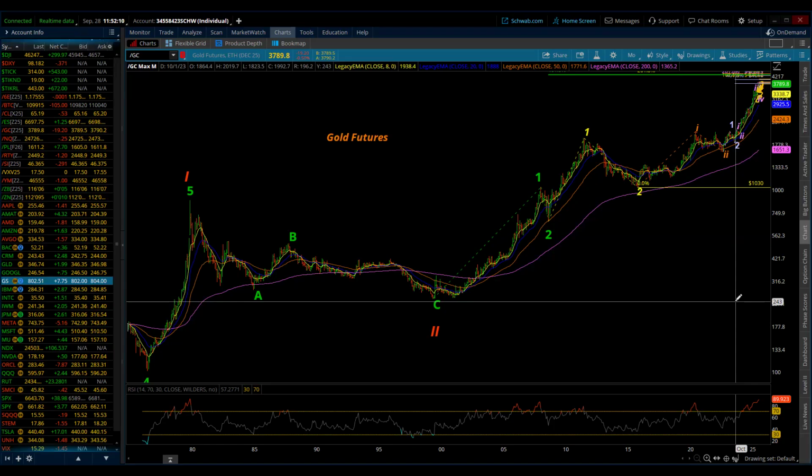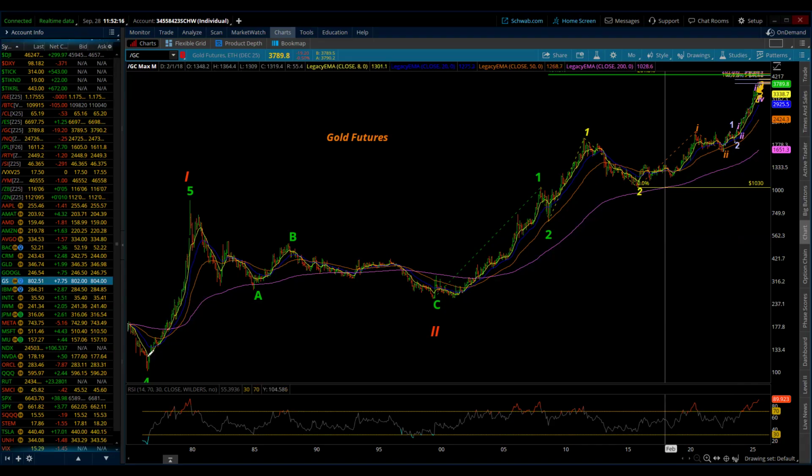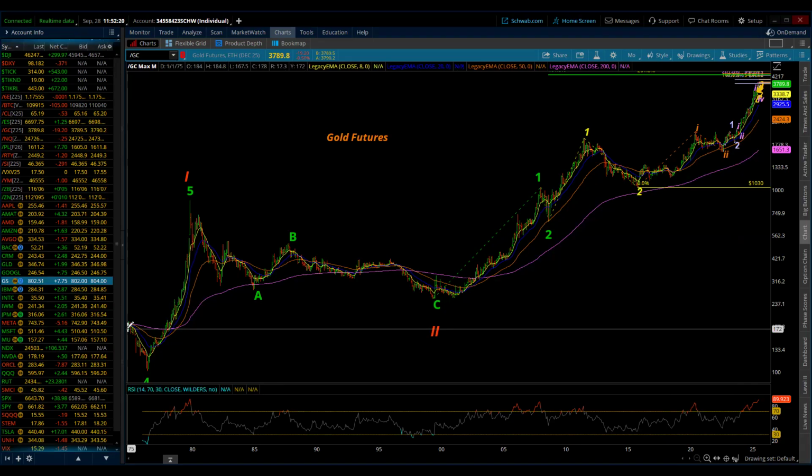I'm going to start with gold, and I'm actually showing my maximum monthly chart. The data that I have here goes back to 1975, and we know that there's a great deal of data prior to 1975, but that's what is available to me here on Thinkorswim. So my count, I'm showing that. Well, actually, let me just start from a level that I think people understand.